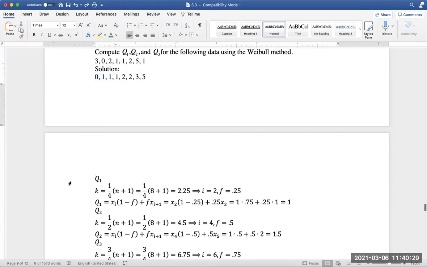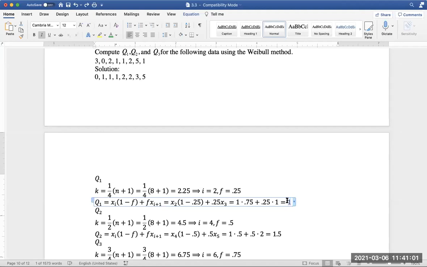Let's find the first quartile. So k is 1/4 times (n plus 1). There are 2, 4, 6, 8 numbers, so 8 plus 1 is 9, divided by 4 is 2.25. So let's find 25%: 75% of the number in the second position, plus 25% of the number in the third position. If you add that up, you're just going to get 1.